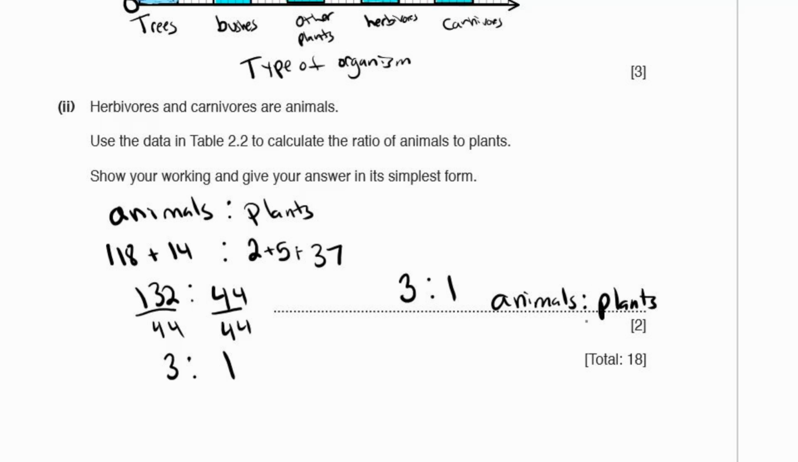You don't need to write in animals to plants there, but you do double check in the question that it says animals to plants, because if it said plants to animals, it would be 1 to 3, and you'd get the question wrong. Okay, so that's very important.